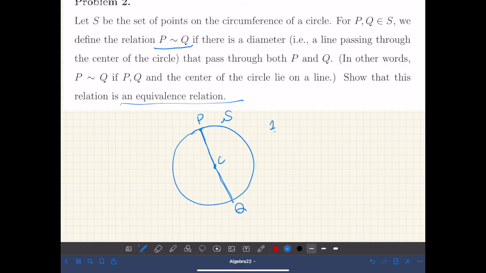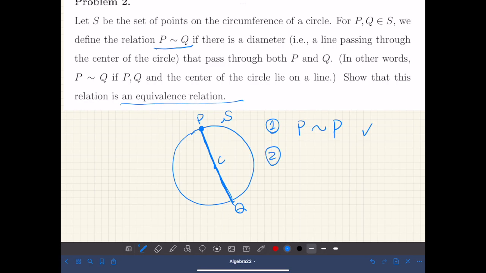First thing we need to check is reflexivity. So if P is a point on this circle, on this circumference, then of course we can draw any diameter, and P is just the same point. So obviously P is related to P itself. So the reflexivity is satisfied.